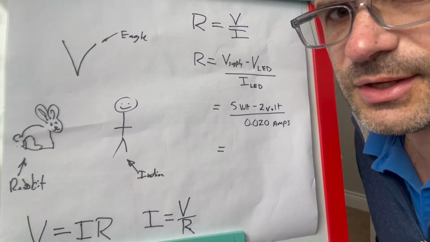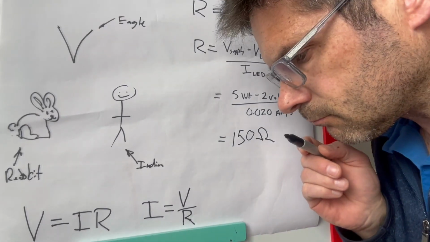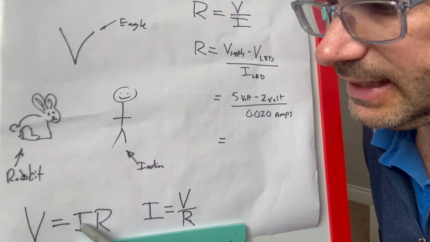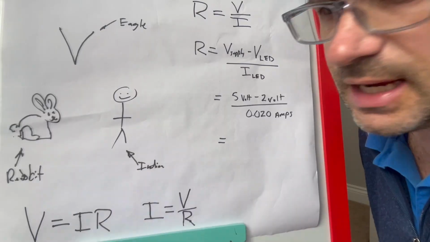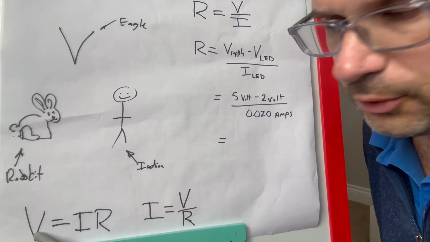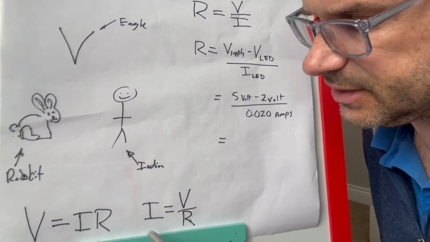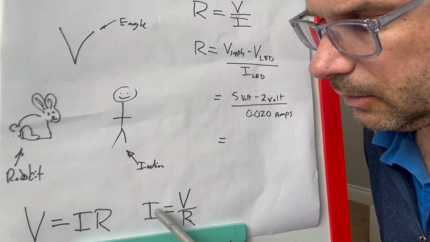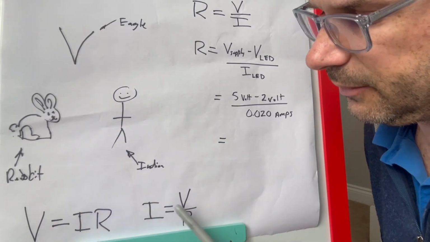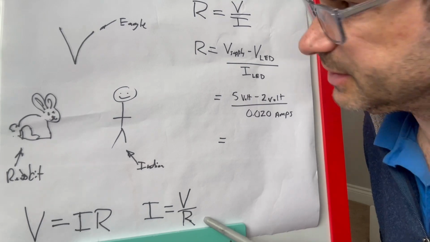So if we go down to this equation here, the eagle looks down and sees that the Indian and the rabbit are on the same plane. So V equals IR, or voltage equals current times resistance. Now, when the Indian looks out, he sees the eagle happens to be above the rabbit, or voltage over resistance.